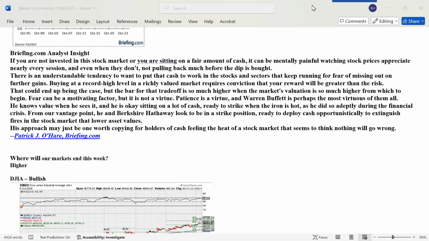Here's the catch. Are you buying into something that will go up in the next 6 to 12 months? It's very interesting because in this last paragraph, I hope you read it. Fear is a motivating factor. Their comment is, but fear is not a virtue. Patience is.